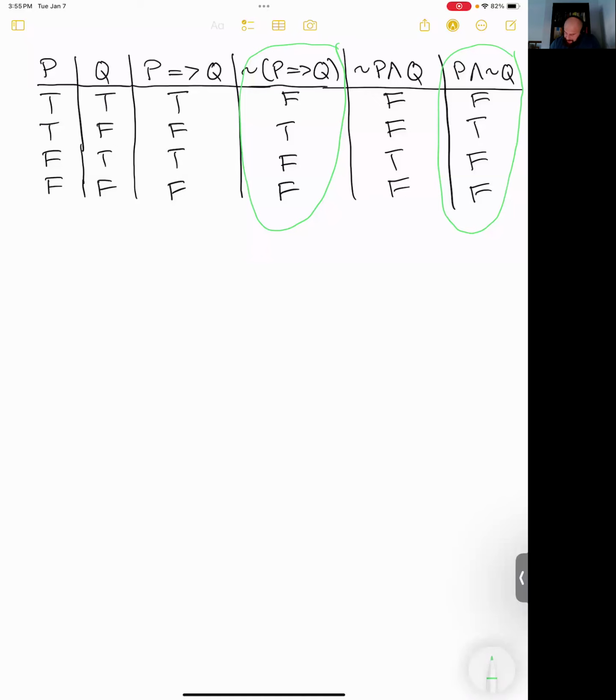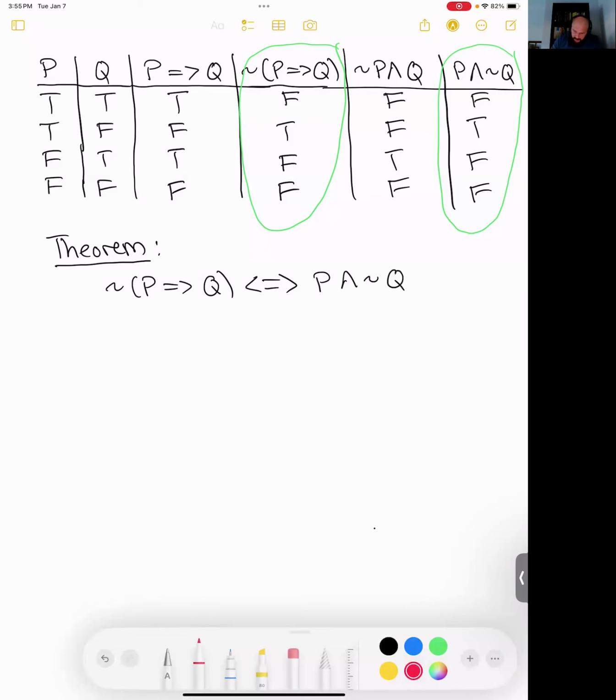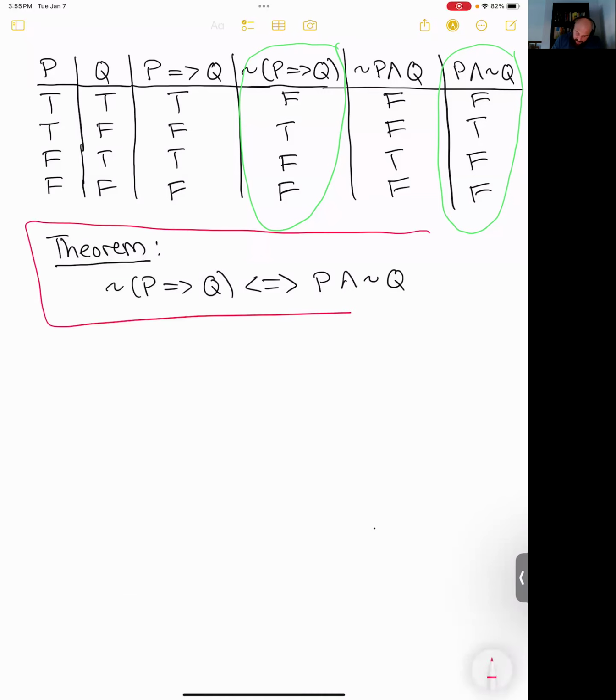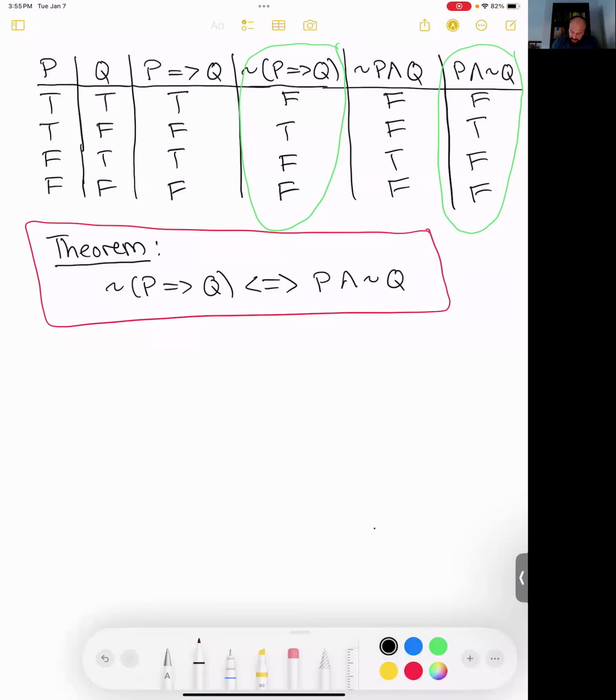You get this, right? So what we can state then is a theorem of logic, if you will, which is that not (P implies Q) is logically equivalent to P and not Q. Okay, good. So that's an important logical equivalence. And this is going to be really important when we do what's called proof by contradiction. So that's going to be coming up in the course.